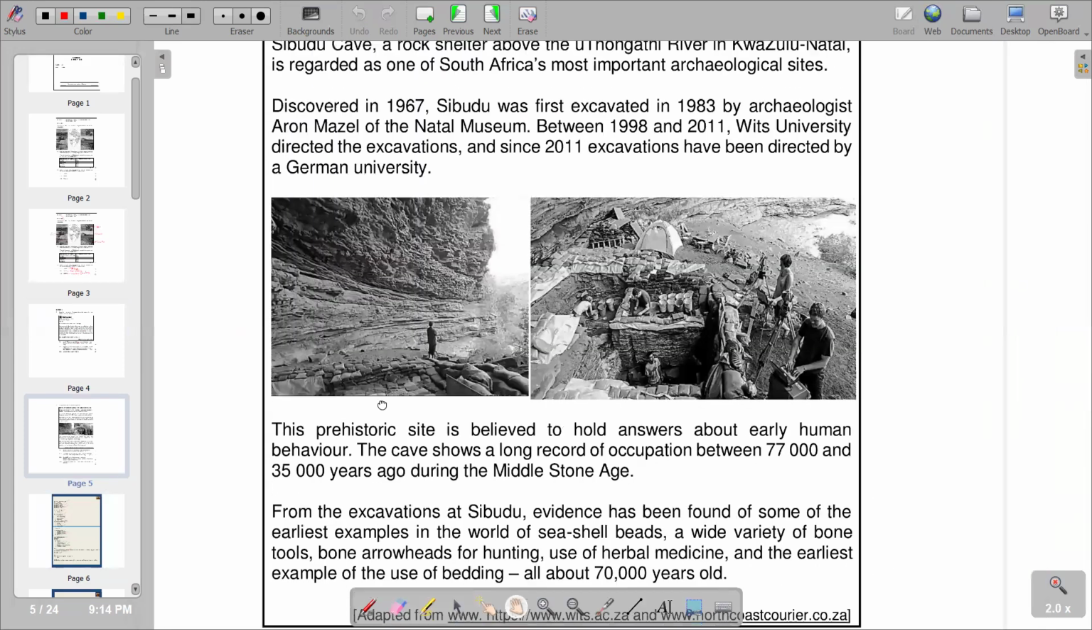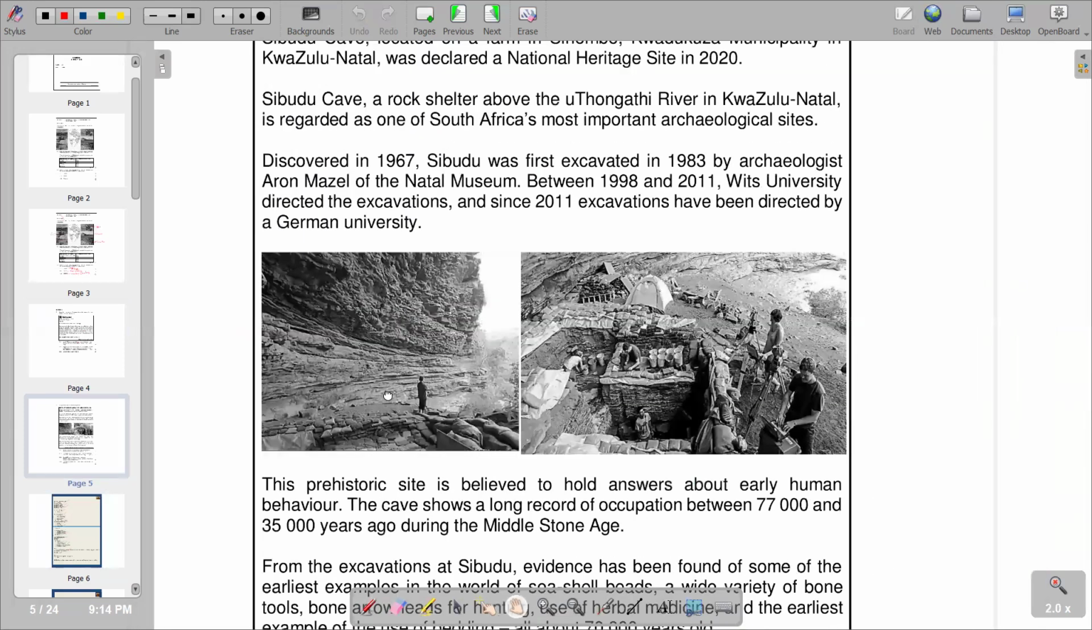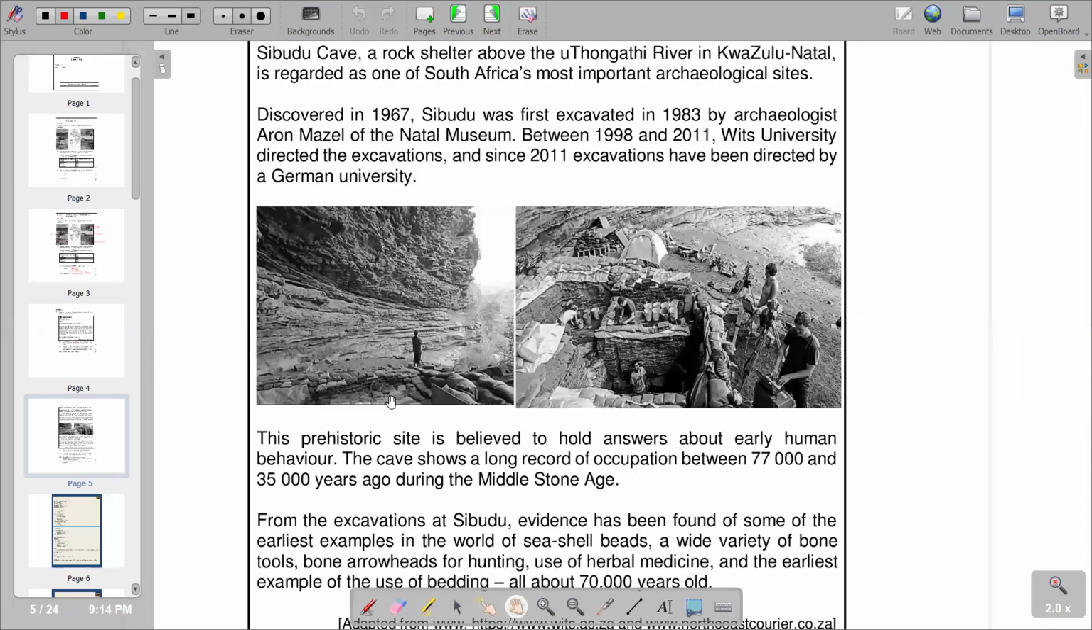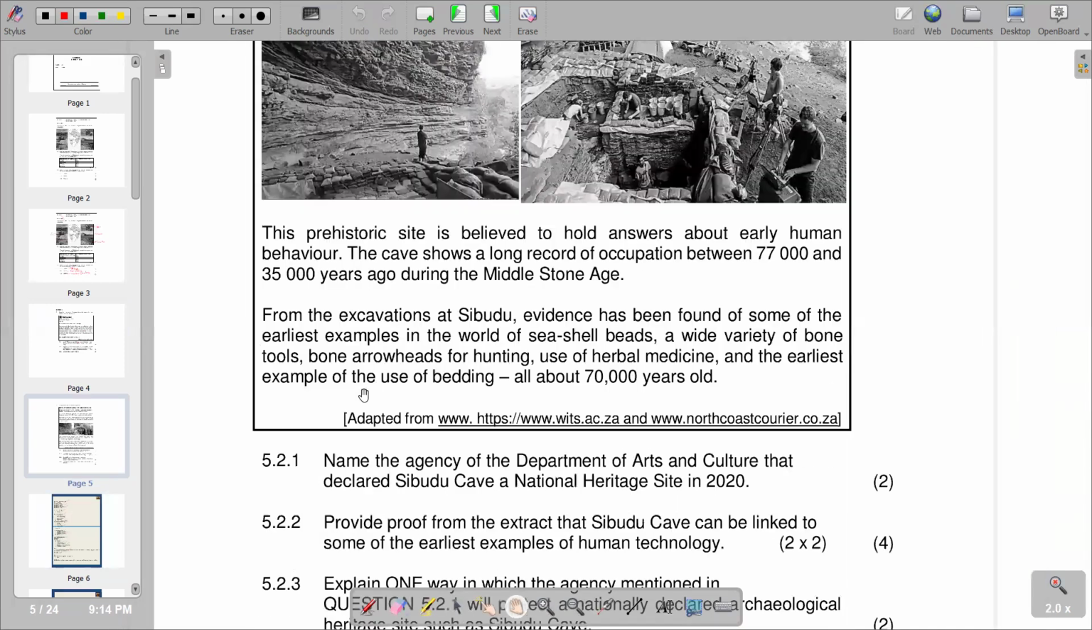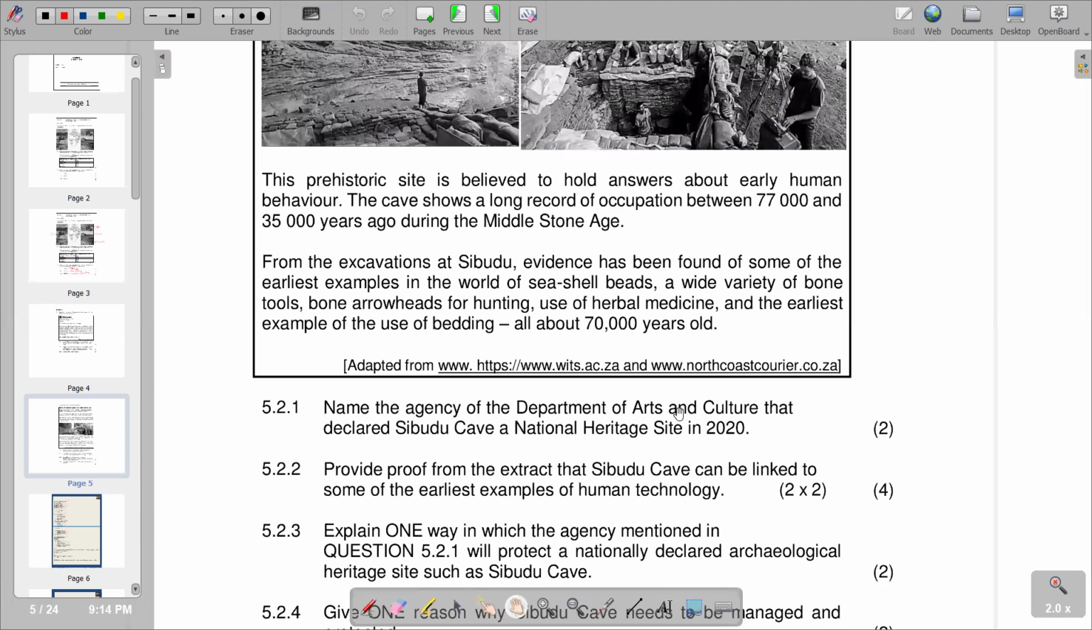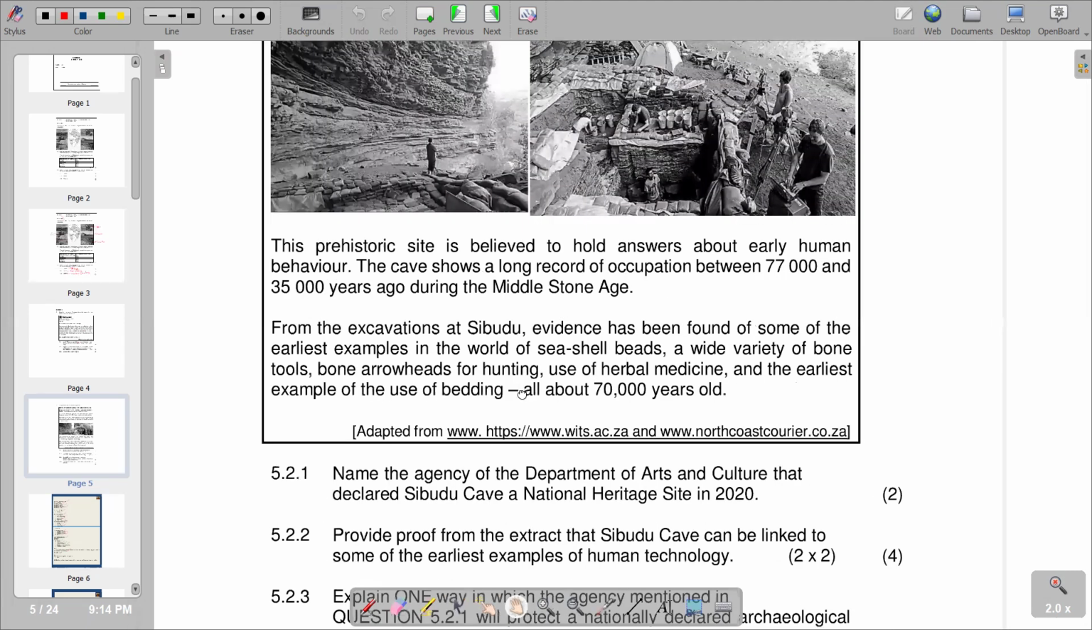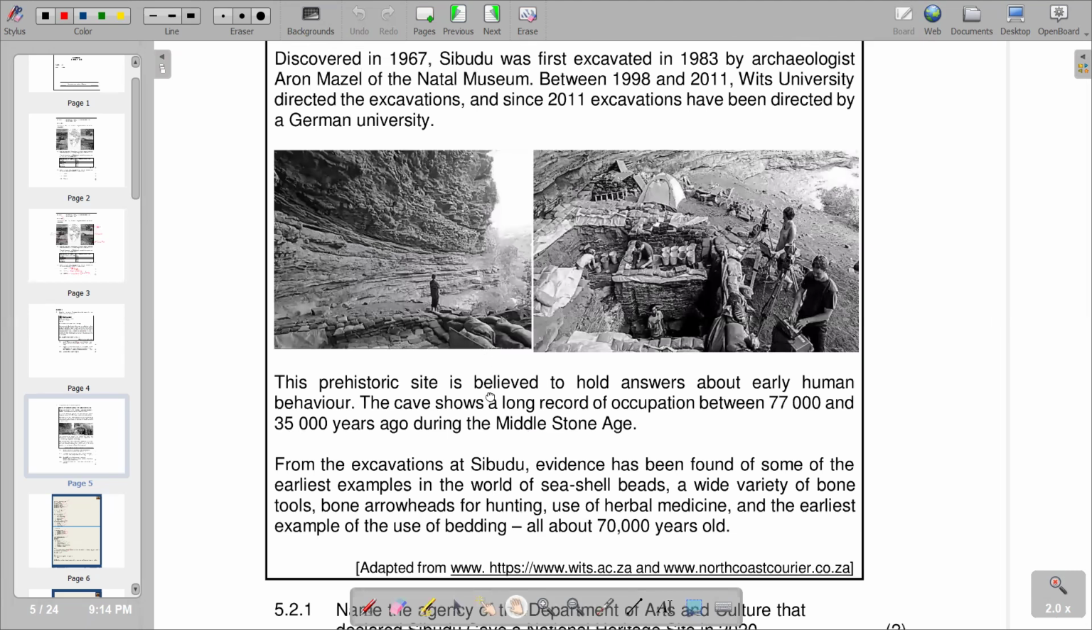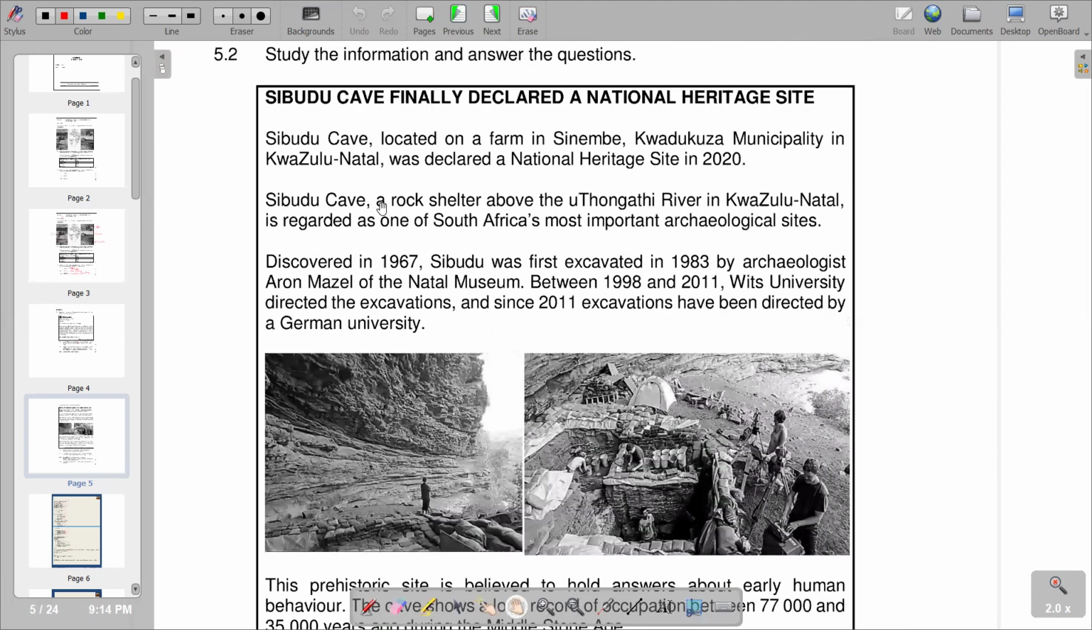So you can just try to read whatever we're having in this information so that we can be able to answer the question. So the first question is saying, name the agency of the Department of Arts and Culture that declared Sibudu Cave a National Heritage Site in 2020. So if you go through there, you'd see that we are just told that Sibudu Cave, located on a farm in Sinembe, Kwadukuza municipality in KwaZulu-Natal, was declared a National Heritage Site in 2020.